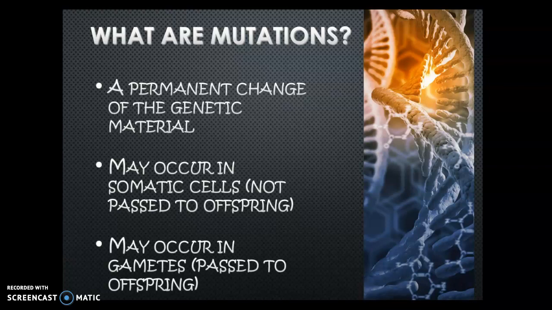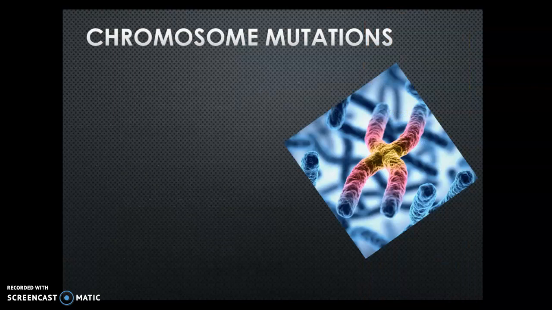Or it could occur in your gametes. If it occurs in the gametes, then it's passed to the offspring, and then the offspring results with that mutation and that change in the genetic information.